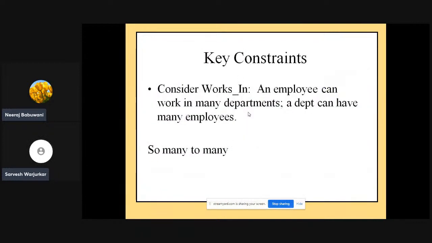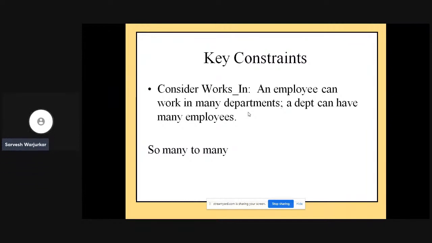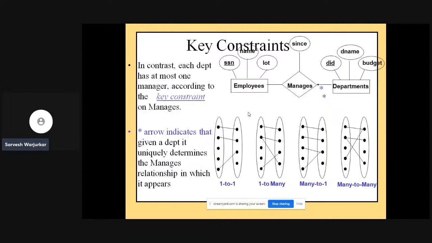Identification, key constraints. What are the key constraints? Consider works in: an employee can work in many departments. Like a single employee can work in various departments, he may work in pharmacy, medical, engineering, and so on. But a department can have many employees. A single department is not related to only one or two employees. It may have n number of employees working in a particular department. Of course, which type of relation is it? It is many to many.